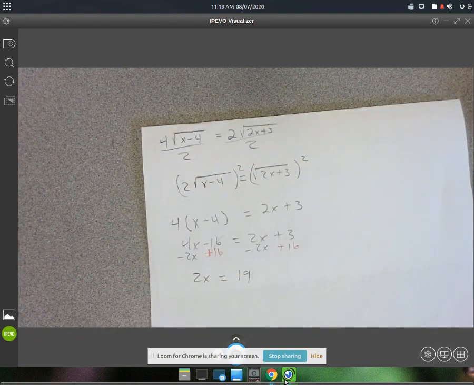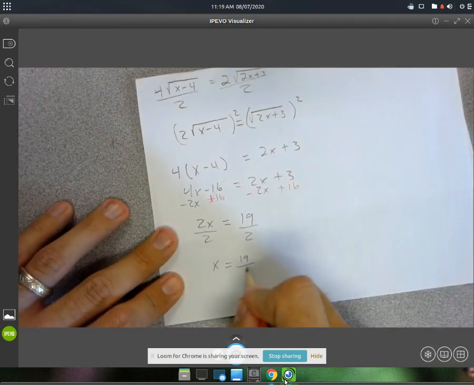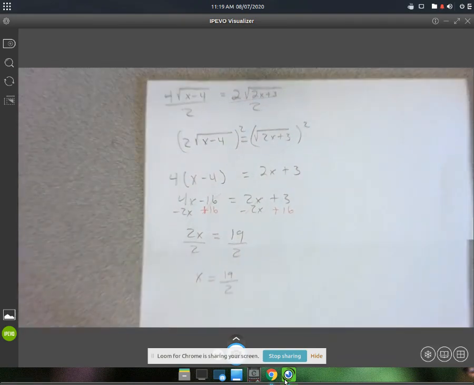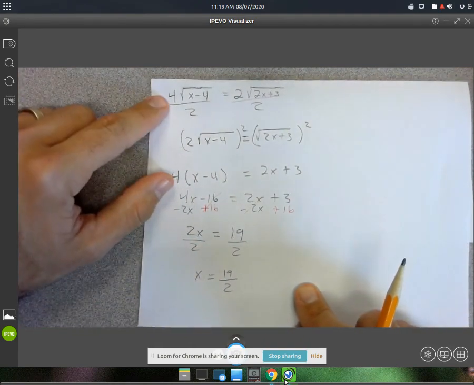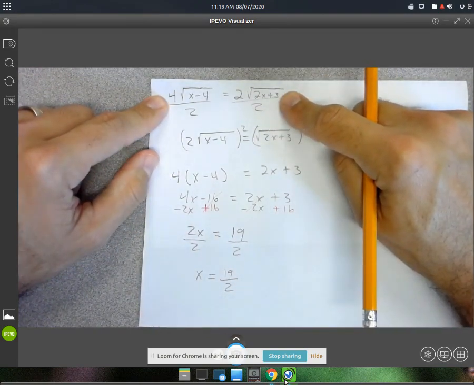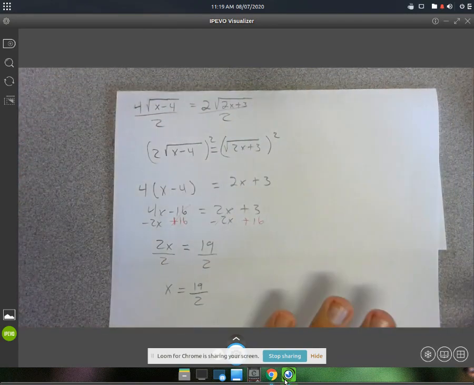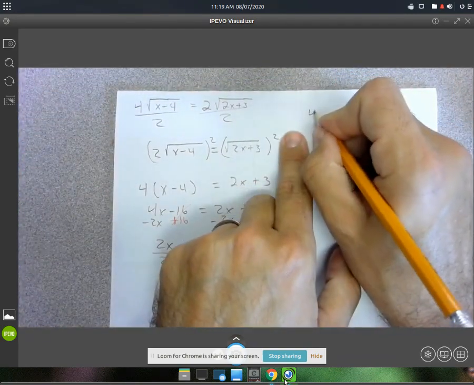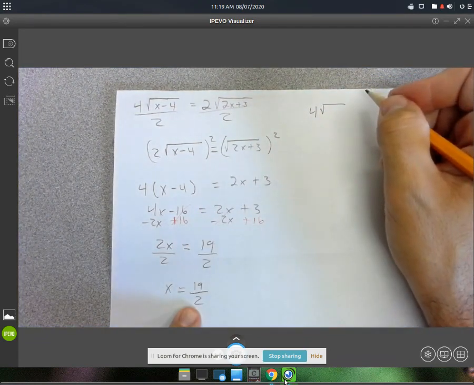Wow, we have the same problem as before. Let's divide both sides by 2, and we get x equals 19 over 2. Now we would need to plug this value in for x in the original equation and on the right side of the original to see if we get the same value back. Let's try that out. You could use your calculator for this, but we'll go ahead and do it by hand. 4 and then the square root. We've got 19 over 2.